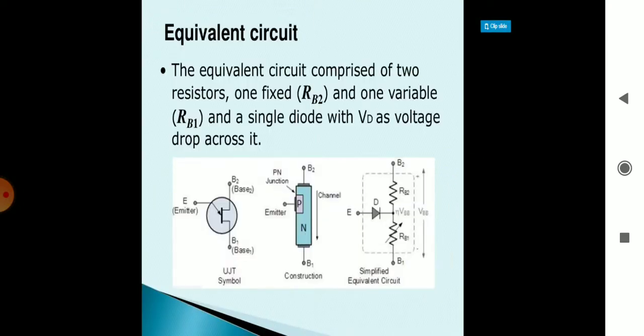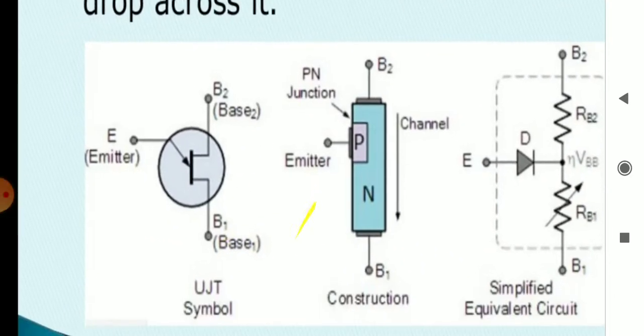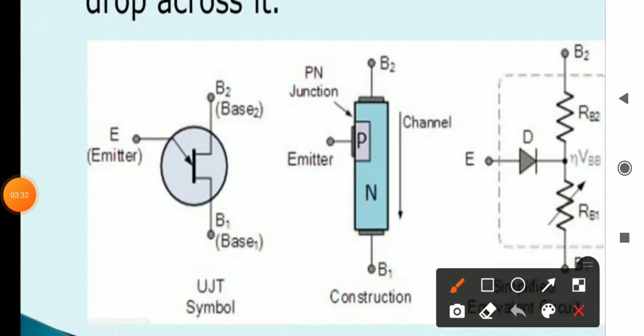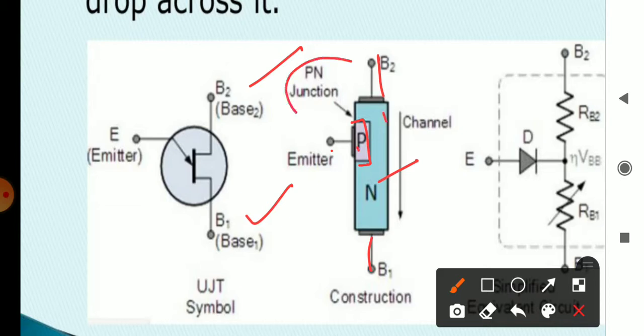Equivalent circuit: the equivalent circuit comprises two resistors RB1 and RB2 and a single diode with a voltage drop VD across it. The symbol of the UJT is this one, with bases B1 and B2. Why do we get these two terminals? Because of the ohmic contacts B1 and B2, which are present on this lightly doped N region. This is the heavily doped P region, which forms the emitter terminal. As the P region and N region are there, we call this a P-N junction, which is represented by the diode.